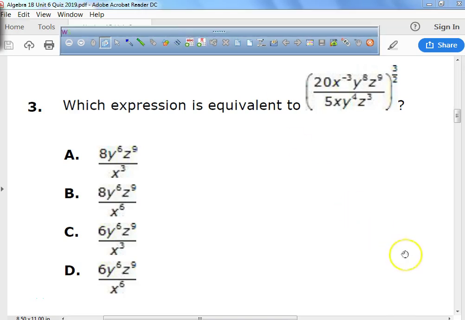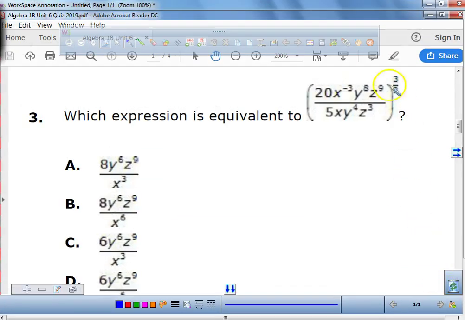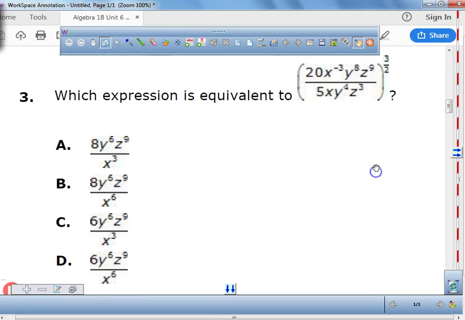Right now we're doing a Unit 6 test review. We're going over a quiz that we took dealing with exponents and radicals. Okay? So this is the problem we're currently working on, problem number 3.